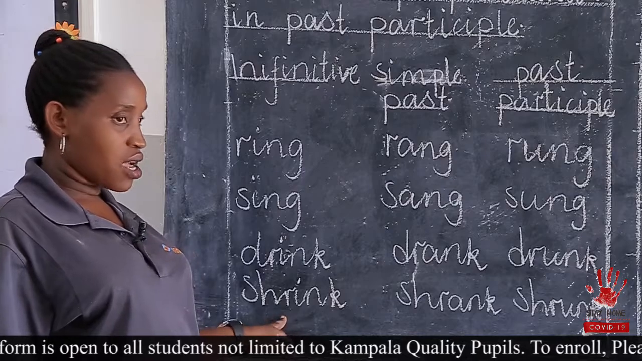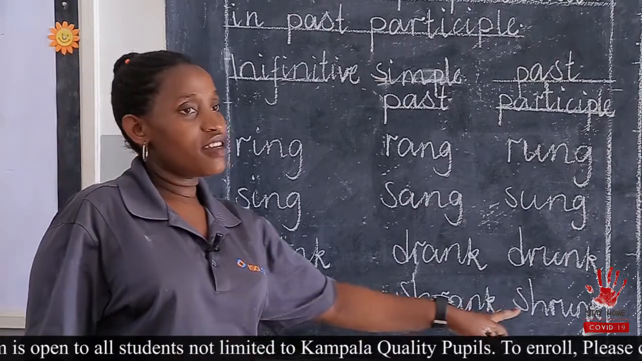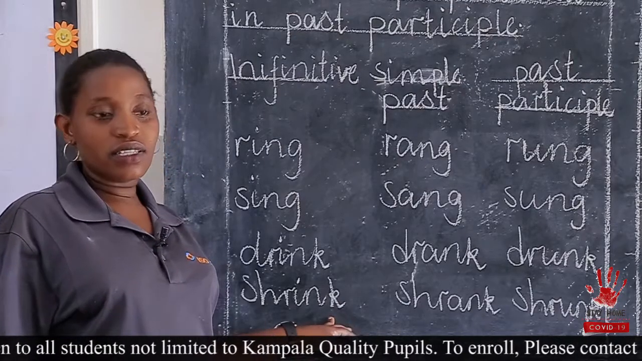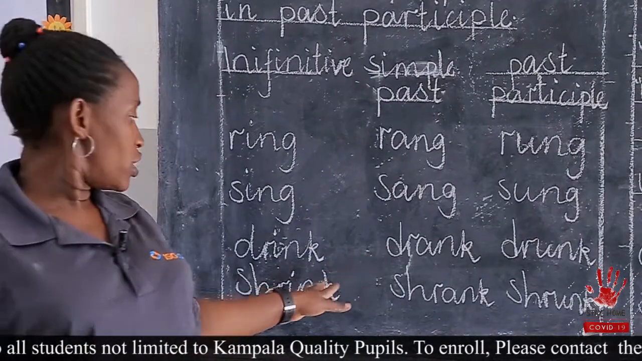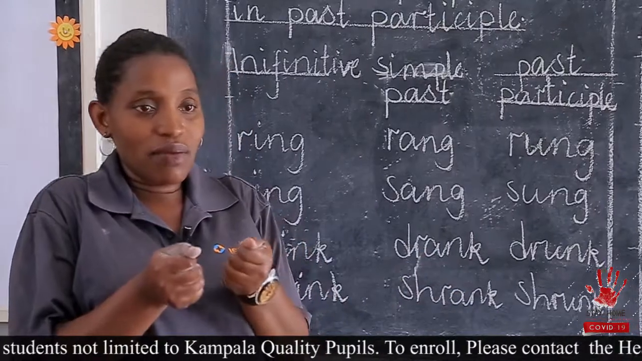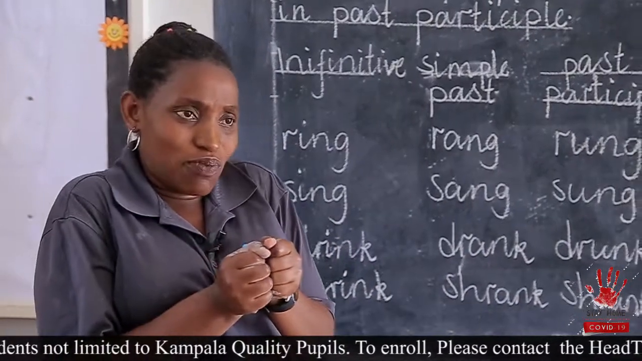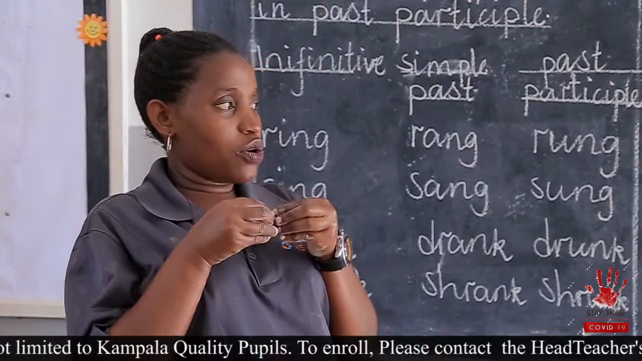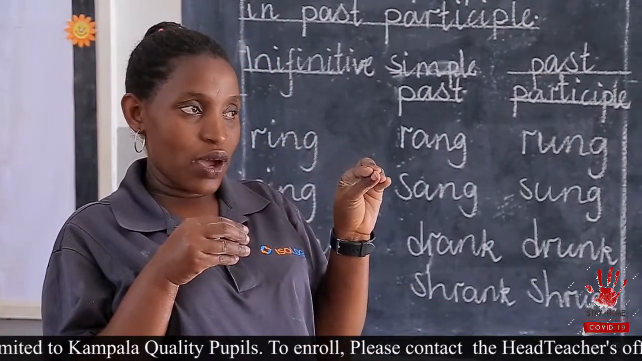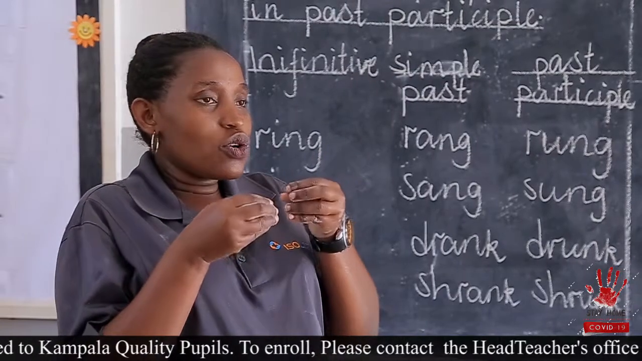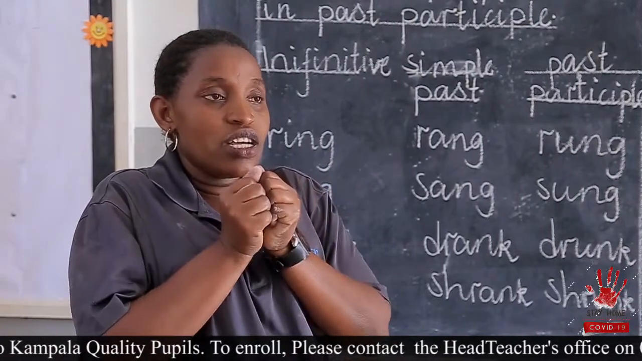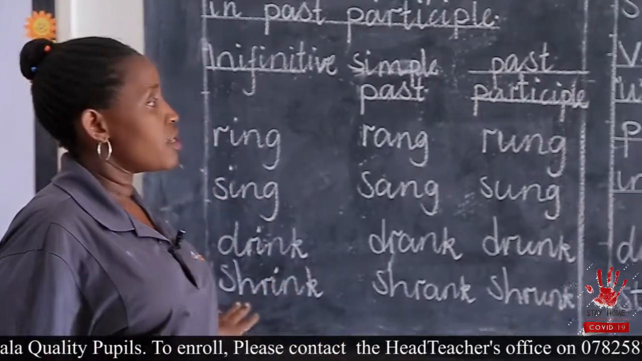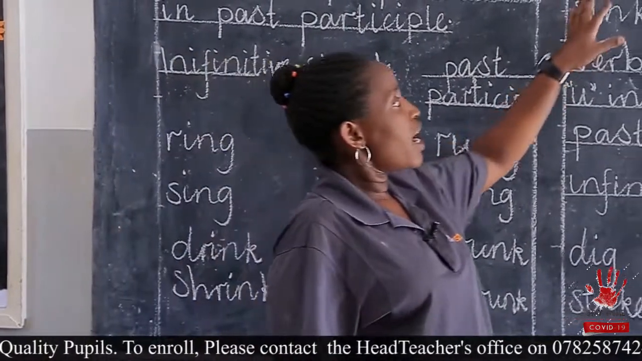Then we have shrink, shrank, then shrunk. Someone asked, teacher, that one is somehow new. It is not new. Shrink. It is something to become small in size. For example, when you get an orange and you keep it somewhere, it will lose moisture and then it will shrink and it will become small. So this is shrink.